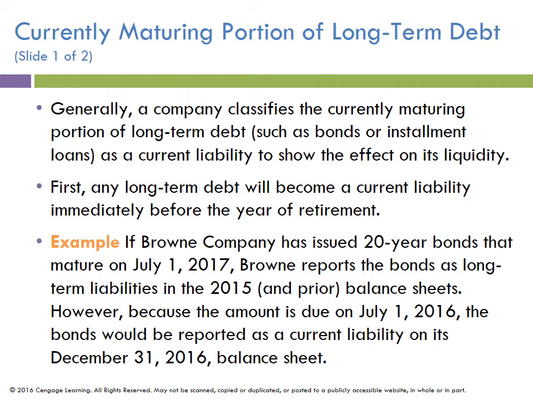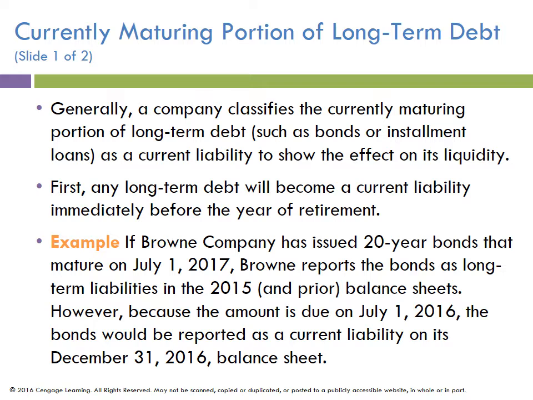Take a look. Brown Company has issued a 20-year bond that matures on July 1, 2017. Brown reports the bonds as long-term liabilities in 2015 and prior balance sheets. However, because the amount is due on, that's wrong. I think they're supposed to say July 1, 2016, not 17. That's all messed up. Let's do this again.